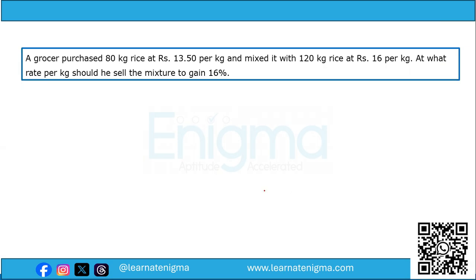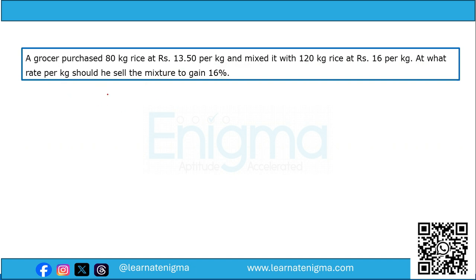A grocer purchased 80 kg of rice at rupees 13.5 per kg and mixed it with 120 kg rice at rupees 16 per kg. At what rate per kg should he sell the mixture to gain 16%?